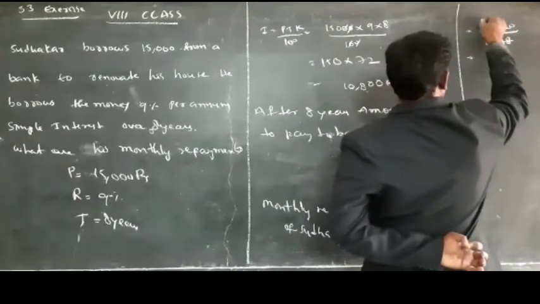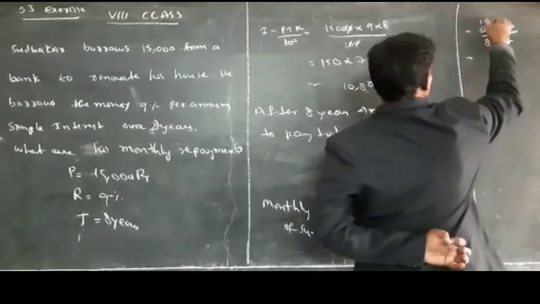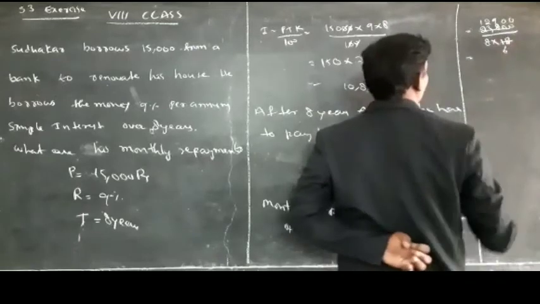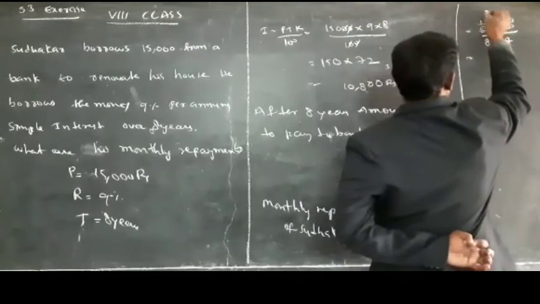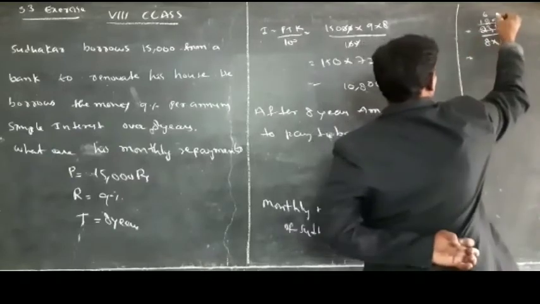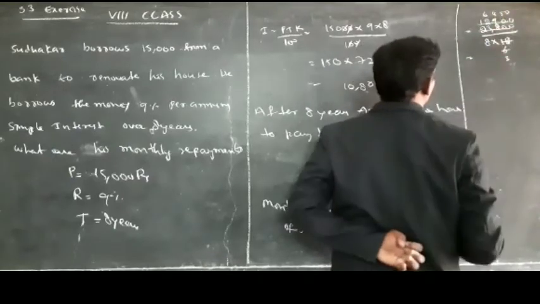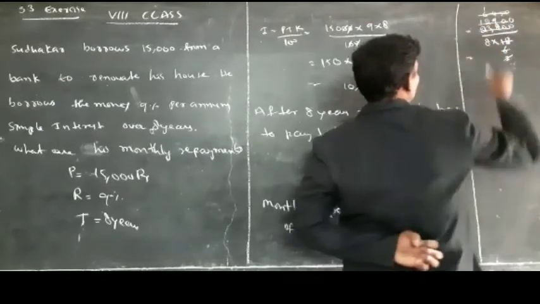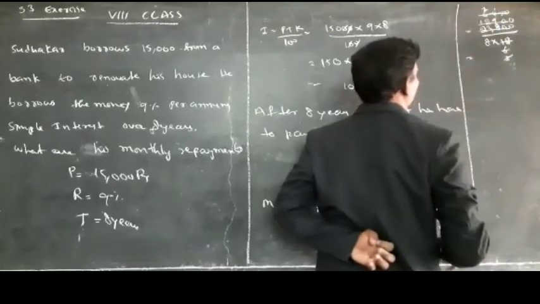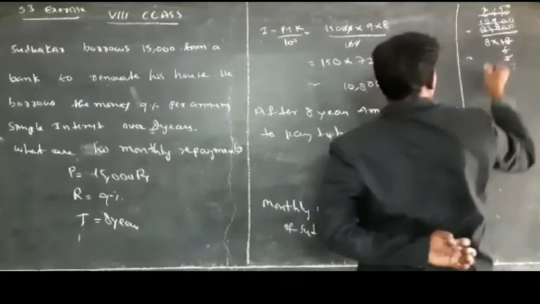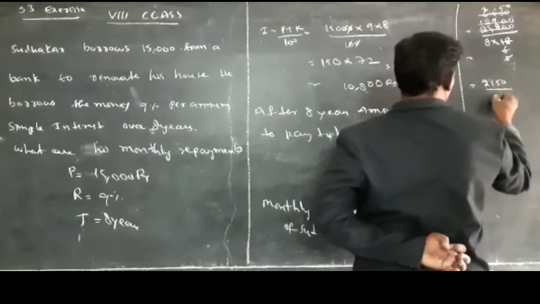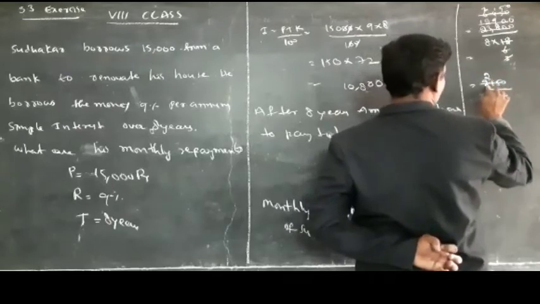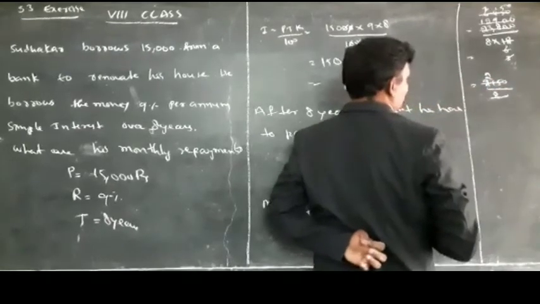Cancelling the zeros, we get 2150 by 8. 8 twos are 16, 5 remaining, 55.